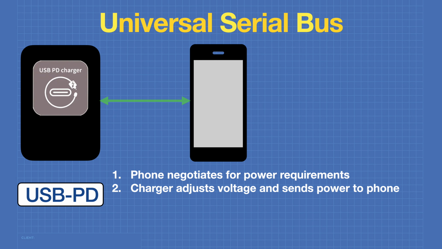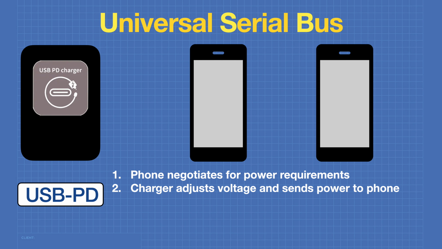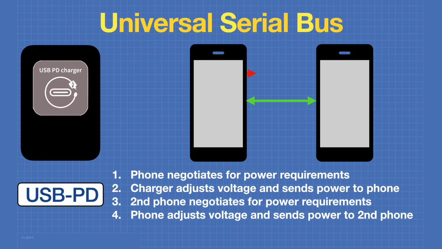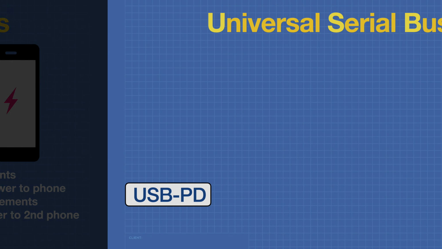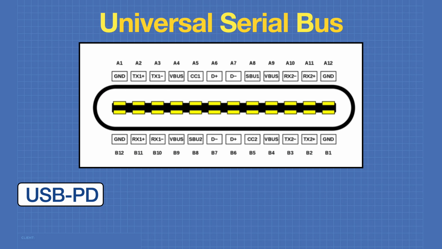After the phone is charged, it can be used as a power supply. A second phone can negotiate for power requirements, and the first phone will adjust the voltage and send the power to the second phone. USB-PD requires a USB-C connector, and it uses a couple of specific pins on the connector.